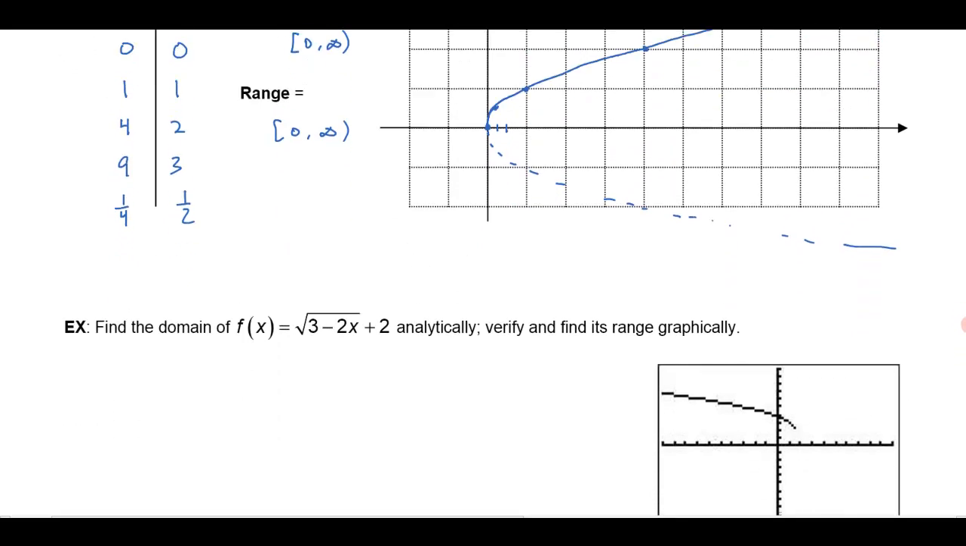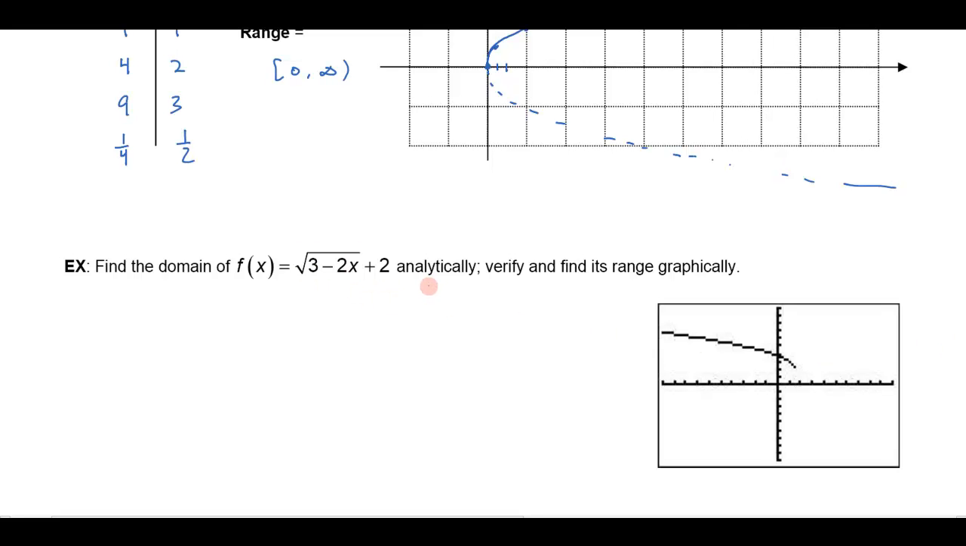Suppose I'm asked to find the domain of this function analytically and then verify and find its range graphically. Well, the domain, again, with any square root, or in fact any even root, 4th root, 6th roots would be the same, that radicand, that 3 minus 2x, has to be greater than or equal to 0. You can only take square roots of non-negative numbers. So that means that 3 would be greater than or equal to 2x if I add 2x to both sides, and then just go ahead and divide both sides by 2 here. That would give me that 3/2 is greater than or equal to x. Or let's turn it around in English, x is less than or equal to 3/2.